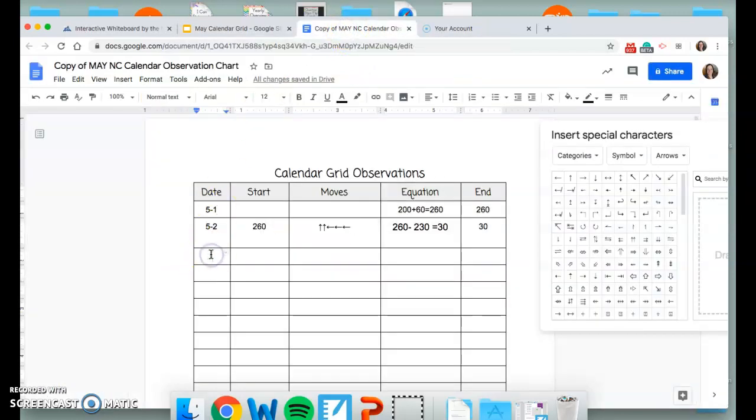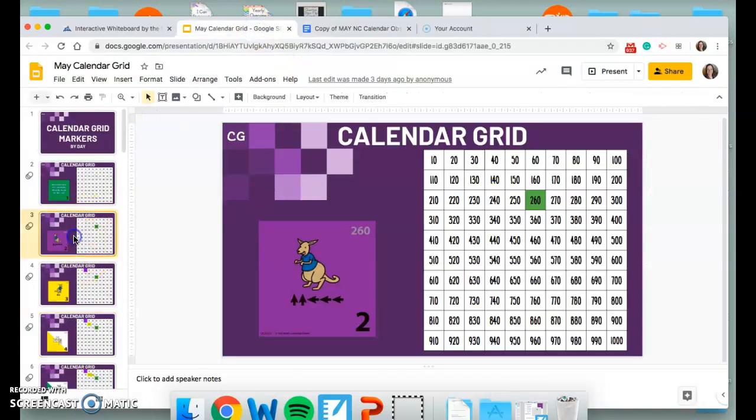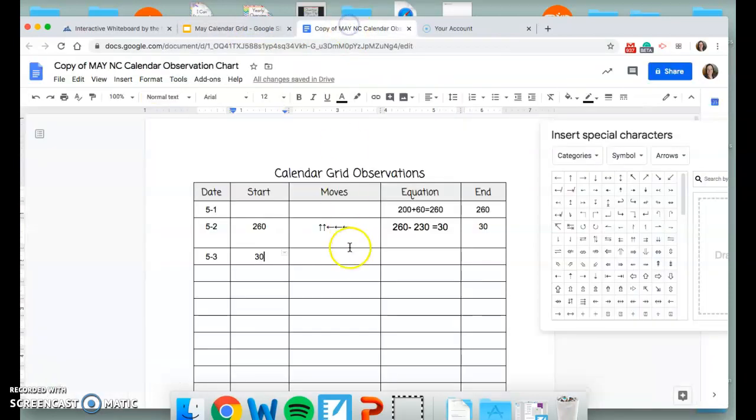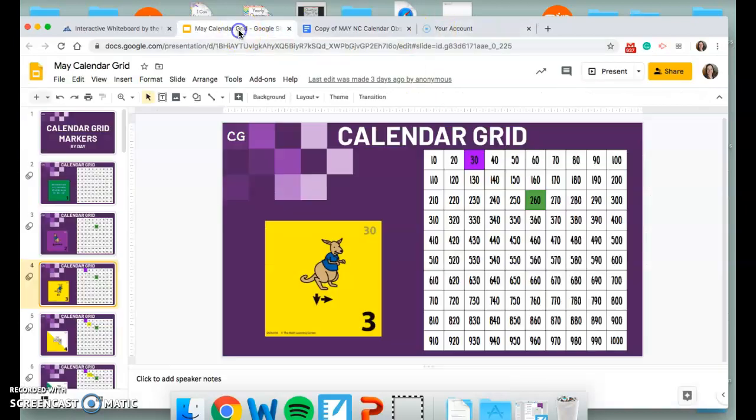So card 3, we started at the number 30, and the hops that Joey took were down a row and then to the right. So down and then to the right. And so if we started at 30, what's happening when we go down a row? So let's go back. We went down. Are we adding or subtracting?